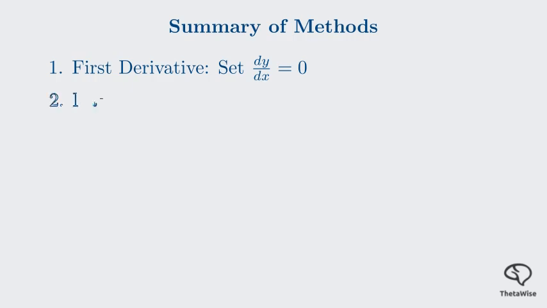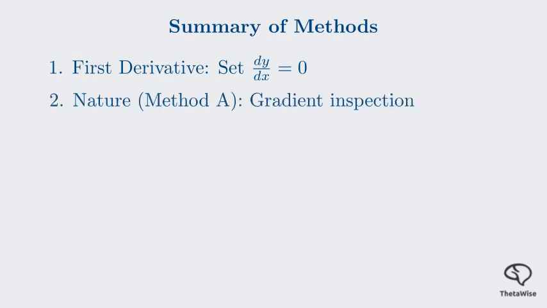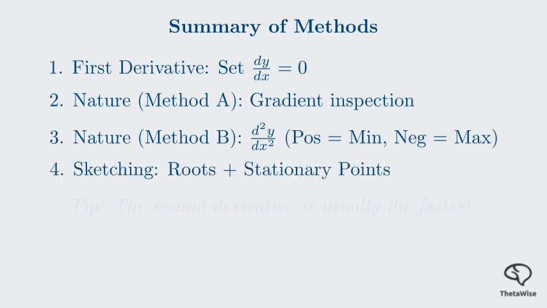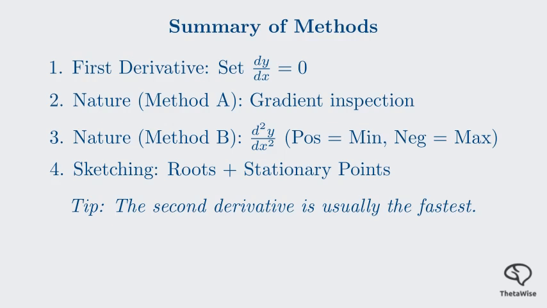To wrap up, let's review the core skills we have covered today. You can now confidently find stationary points and determine their nature using multiple techniques. First, we use the first derivative by setting dy by dx to 0 to find the x-coordinates. Then, for the nature, method A involves inspecting gradients on either side of the point, or method B, which is using the second derivative, where positive means a minimum and negative means a maximum. Finally, sketching involves combining roots and stationary points for accurate cubic graphs. In your IGCSE exam, always read the question carefully to see if it specifies a method. If it doesn't, the second derivative is usually your fastest route.